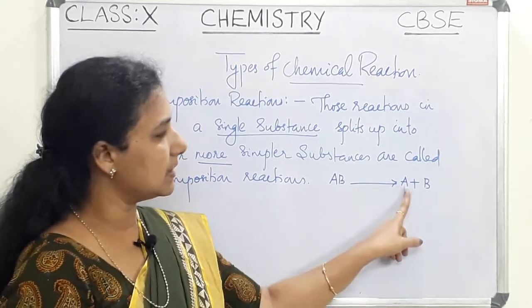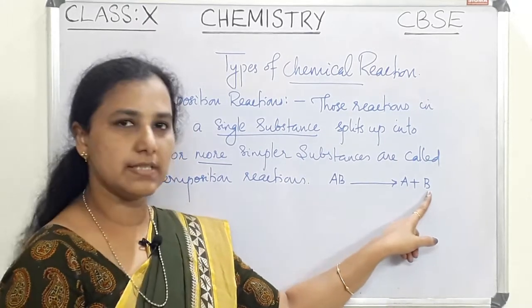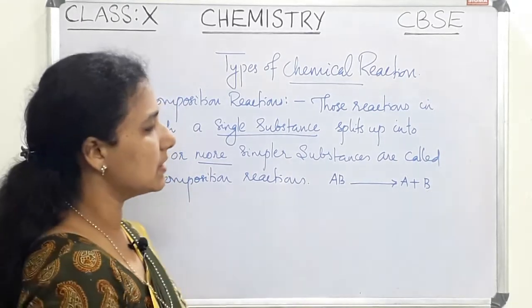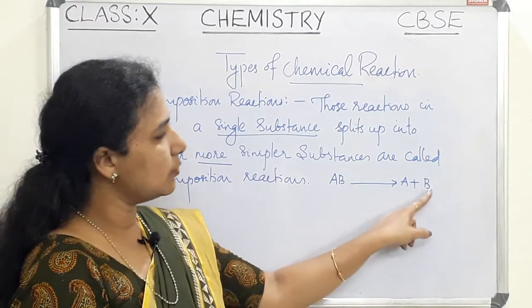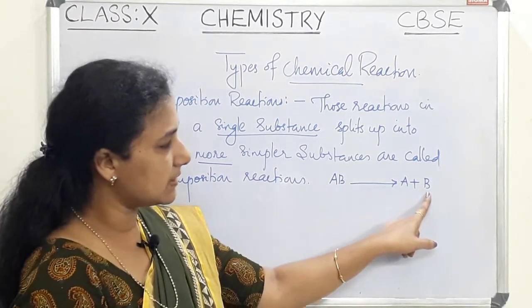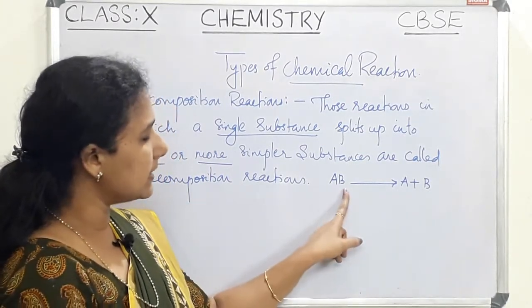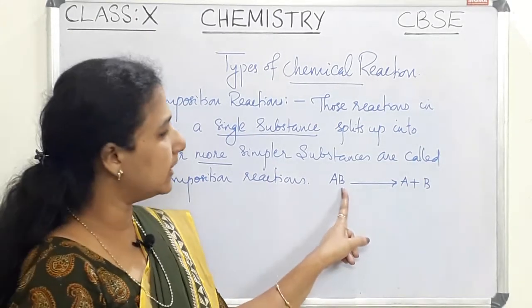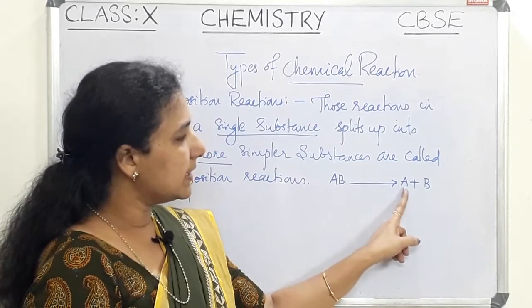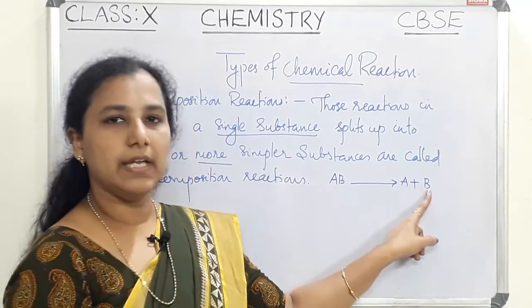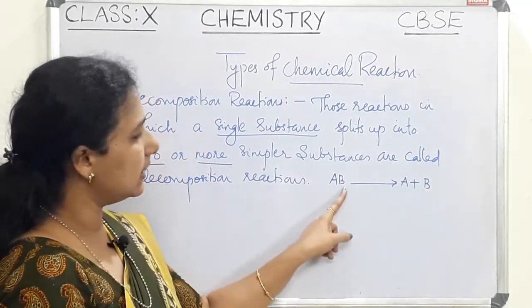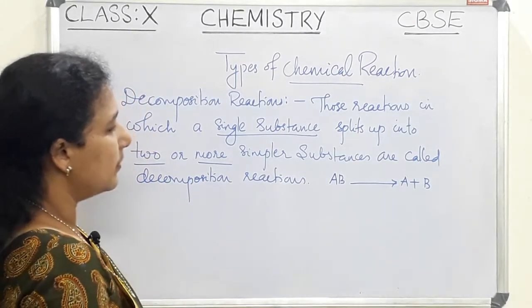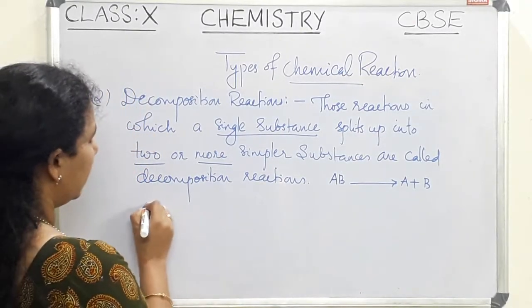Here two substances are formed. In some other cases two or more substances are formed. So in this case two simpler substances are formed. So AB is a single substance and this single substance breaks down to form simpler substances like A and B. So this is the general equation for decomposition reaction. Let us write one example.